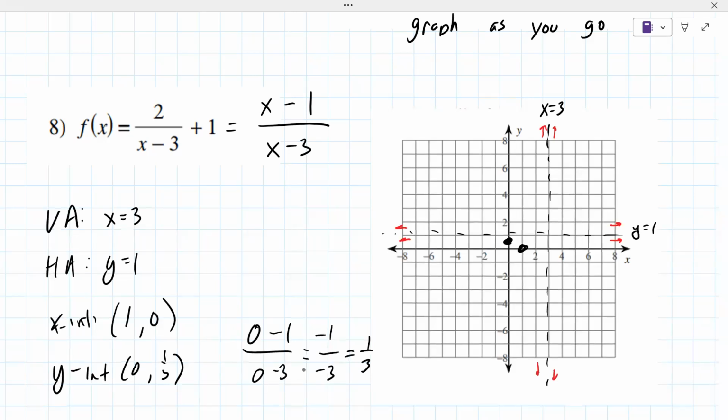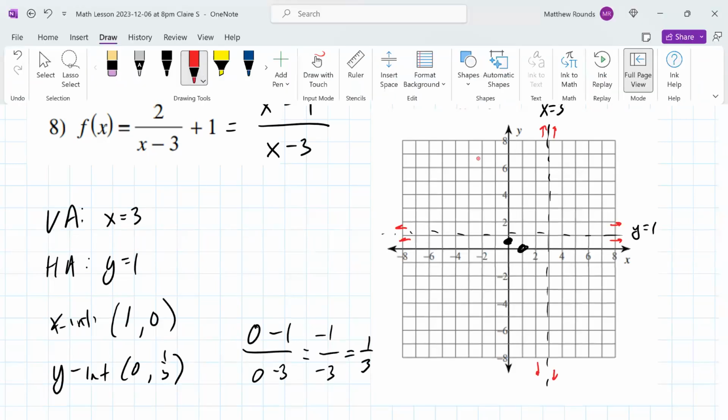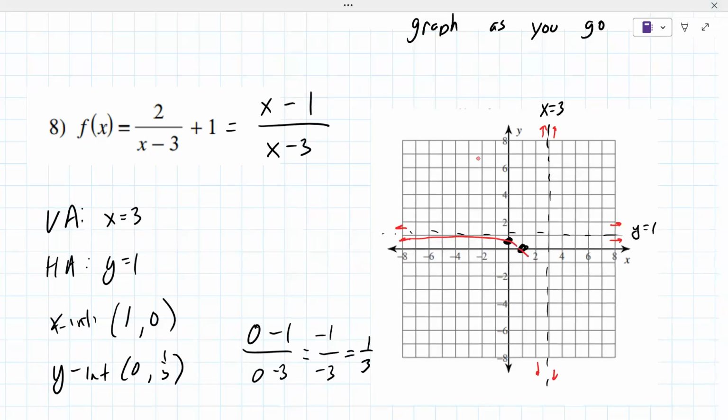That's there. And again, graph as you go. All right, we are going to stop there for today. Good job, really good effort. Hopefully that's helped.